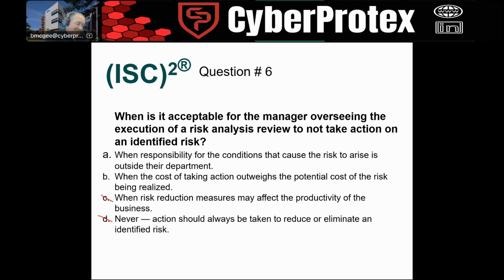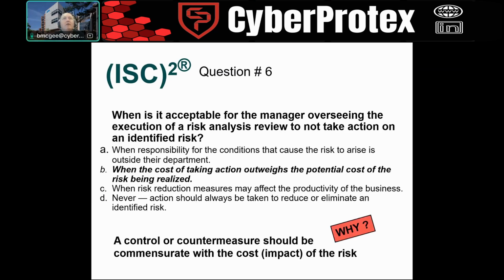When responsibility for the conditions that cause a risk to arise are outside their department, or the cost of taking action. Probably just using common sense, I would say B. Could be A, but I'll say B sucks the least. Yeah. So B, countermeasure controls are the same, or they should be at least, with the cost and the impact of the risk. Why is that important?